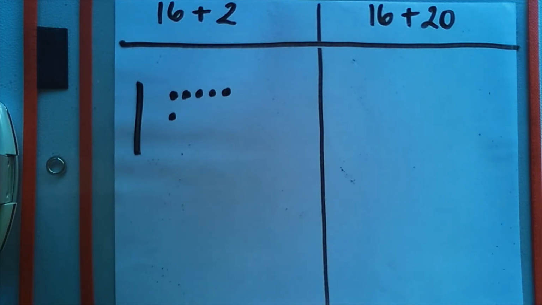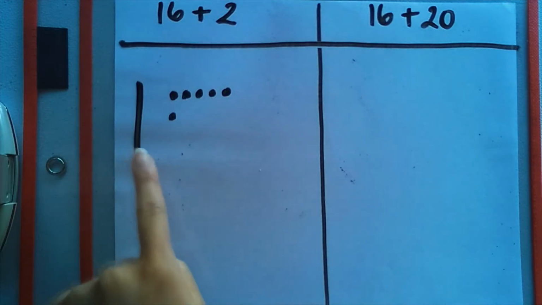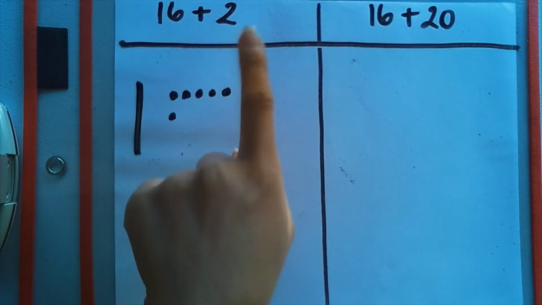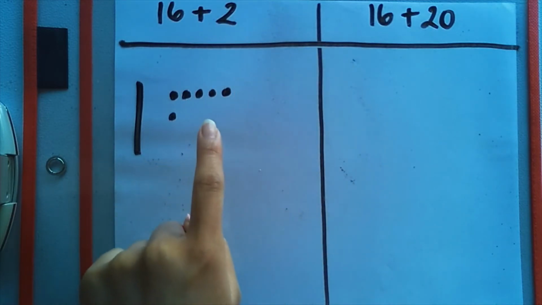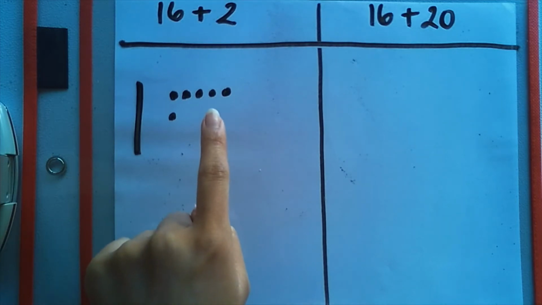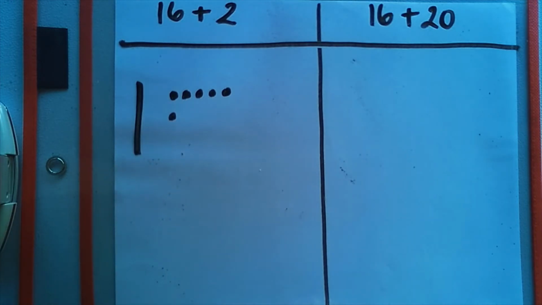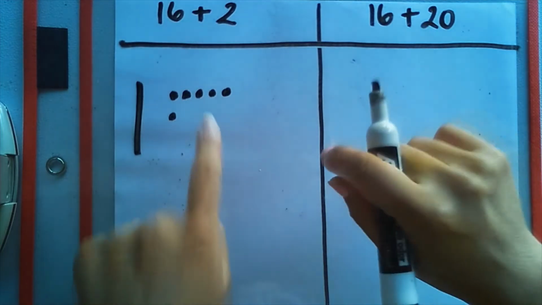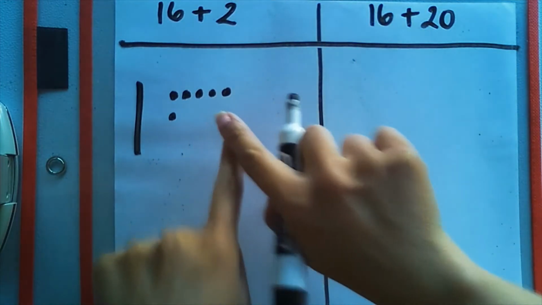Now, let's add 2 ones. But before we do that, should we add to the ones or should we add to the tens? I'm talking about the 2 here. Should we add the 2 ones here to the 6 ones or to the 10? Why? We should add it to the 6 ones because we are adding 6 ones and 2 ones.